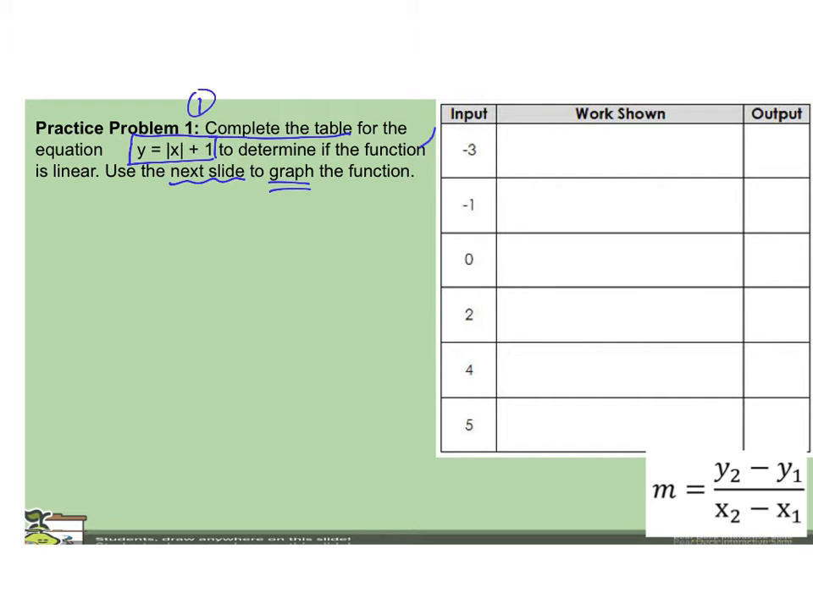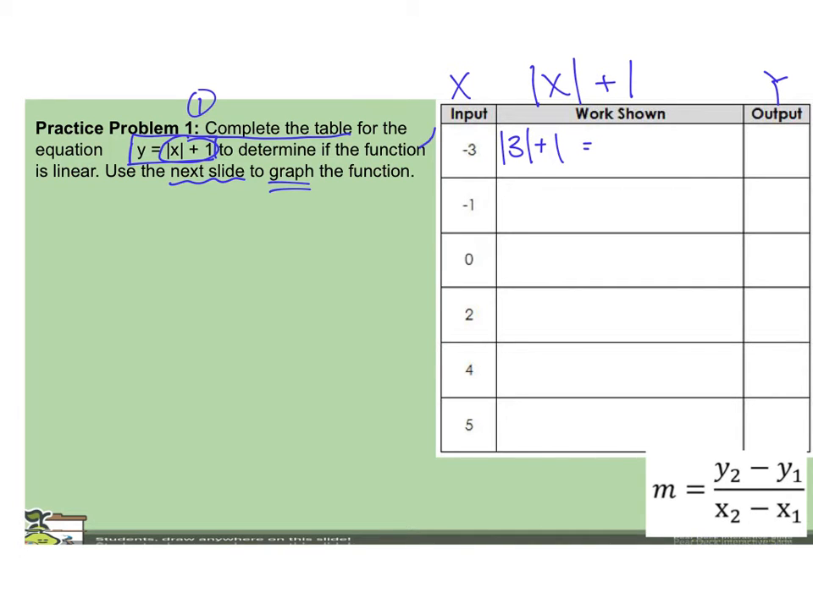Okay. So remember, I've got the big table. This is my x. This is my y. In the middle goes my expression. So everything after the equal sign. So the absolute value of x plus 1. What does absolute value mean? They want the distance from 0. Basically, just no negatives. So for this first one, it's going to be the absolute value of negative 3 plus 1.